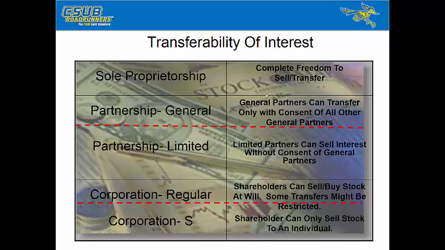Basically, for a sole proprietorship, you can do whatever you want with it. If you want to sell it to somebody else or bring somebody else in as a partner, you own it. It's like me owning this stack of papers. If I want, I can give one to Haley. If I don't want to, I can keep it all to myself. I can do whatever I want.